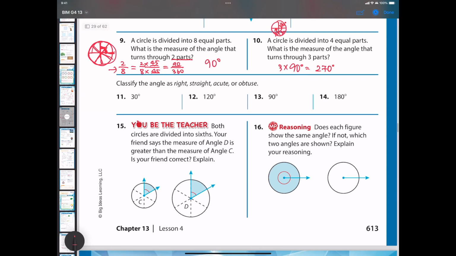So now classify the angle as right, straight, acute, or obtuse. All right. We know a right angle is what? 90 degrees. And we know a straight angle is what? Straight angle is 180. And acute is what? Less than 90 degrees. Okay, so from 1 to 89 is an acute angle. Obtuse is what? From 91 to 179. Okay, so this 30 degrees is what? Acute. And 120 is what? Yes, obtuse.